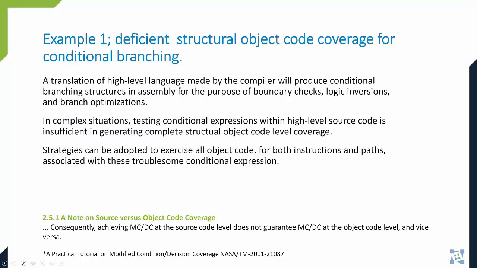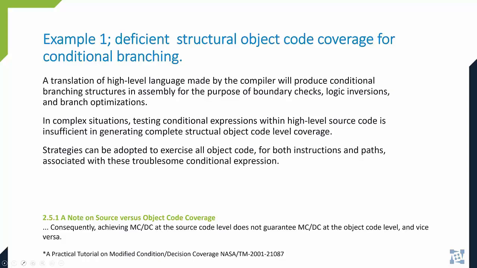So these types of structures are boundary checks, logic inversions, and branch optimizations. In complex situations, the testing at the high-level source code level is going to be insufficient because the compiler will be injecting special checks or special logic around the constructions used during translation. We can adopt strategies to limit our need for assessing the assembly if we work specifically from the unit test that we produced high-level or source-level coverage for.